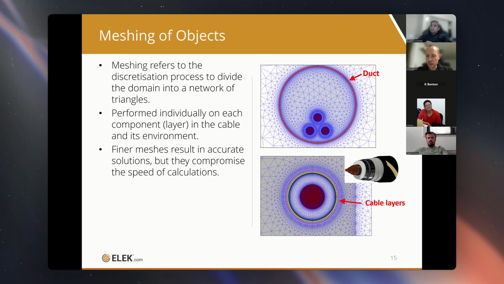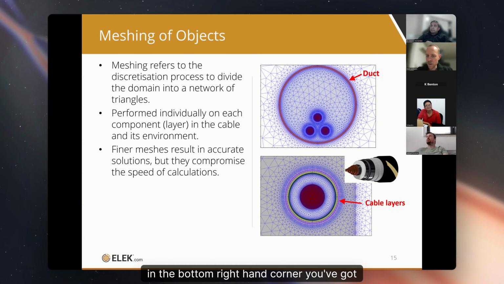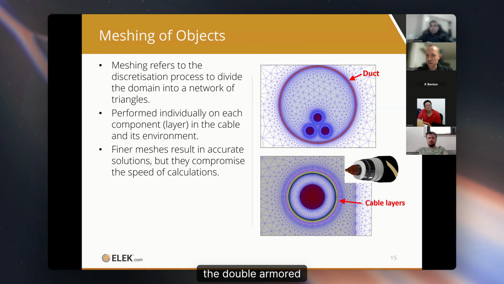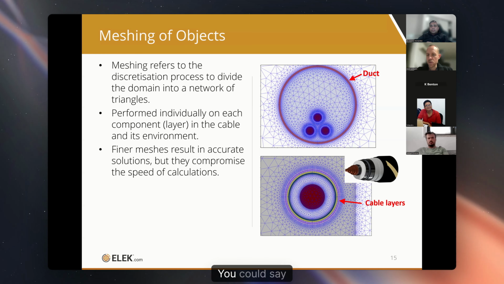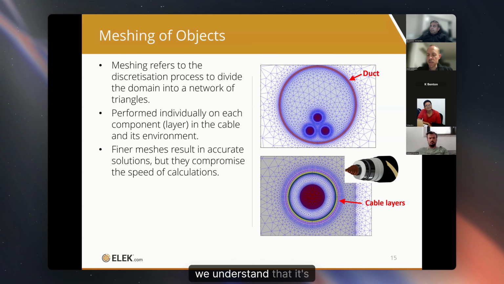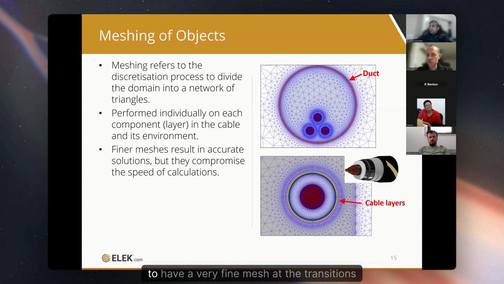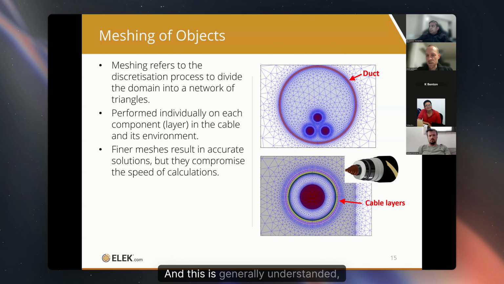You can see in the bottom right-hand corner, you've got a close-up of a HVDC cable with a double Armour. So you can see the two purple rings on that model, the double Armour of the cable being modeled and also being meshed quite finely. Now, finer meshes in general lead to more accurate results, you could say. We understand that it's most important to have a very fine mesh at the transitions between different materials. And this is generally understood by FEM experts.